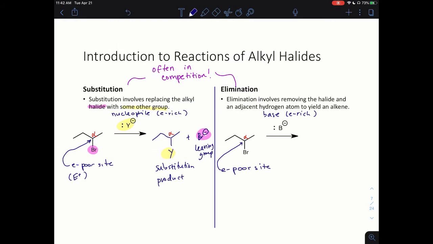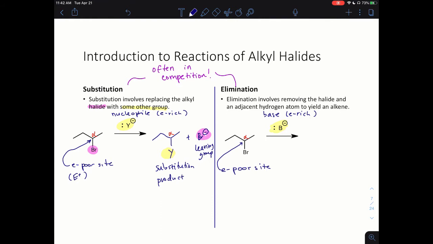So let's take a look. Elimination reactions are going to look pretty similar. Instead of a nucleophile, we have a base, but besides B versus Y, bases and nucleophiles are actually pretty similar, and the same species can often act as both.